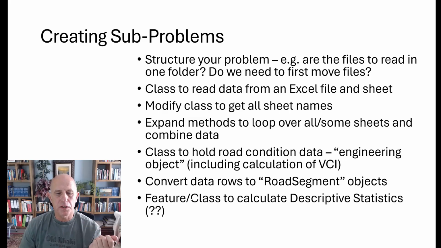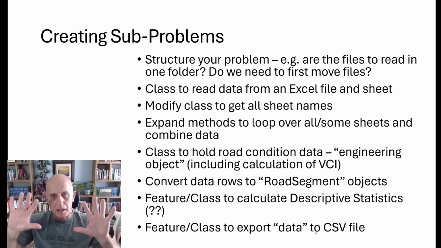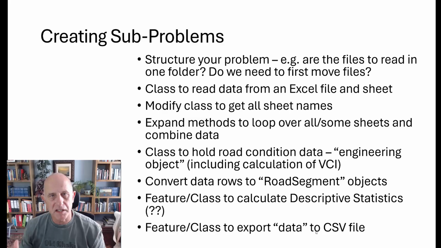And then, of course, you're going to need some feature or a class to calculate descriptive statistics, to loop over all of the road segment objects, take the VCI, calculate the average, and then a class to export the data to a CSV file. So I will think through my problem like this, and I will use ChatGPT to incrementally build the solution, but I'm in control all the way. Don't let your code base become one amorphous mess that you don't understand.